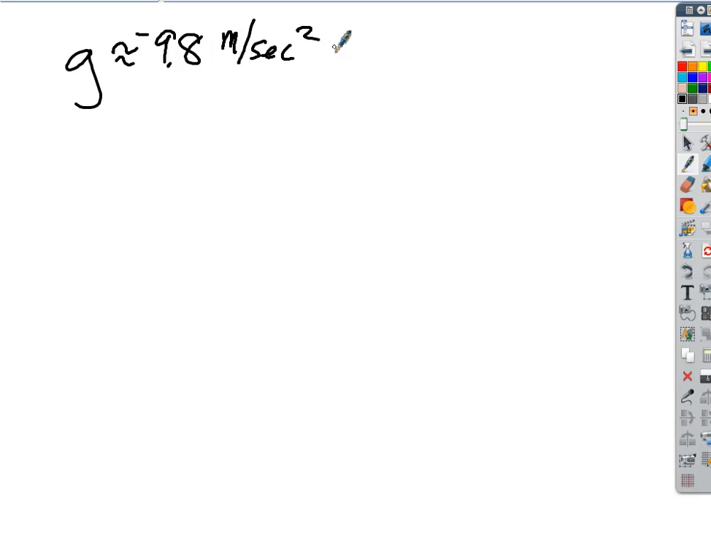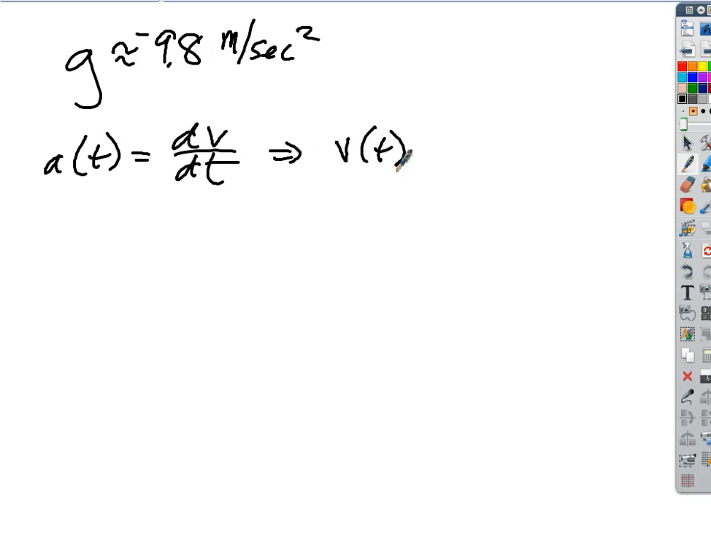Acceleration as a function of time is defined as the derivative of velocity with respect to time. Okay? Right? So if I want to solve for v here, I could multiply both sides by dt and get v of t equals the integral of a of t dt. Right? Okay? Everybody with me? Okay, so that's just coming from simple physics.